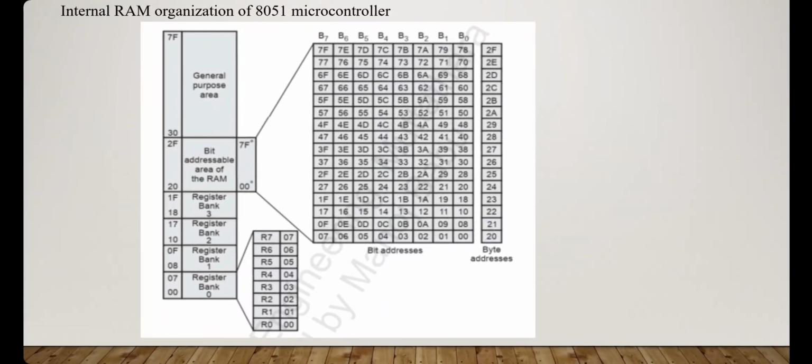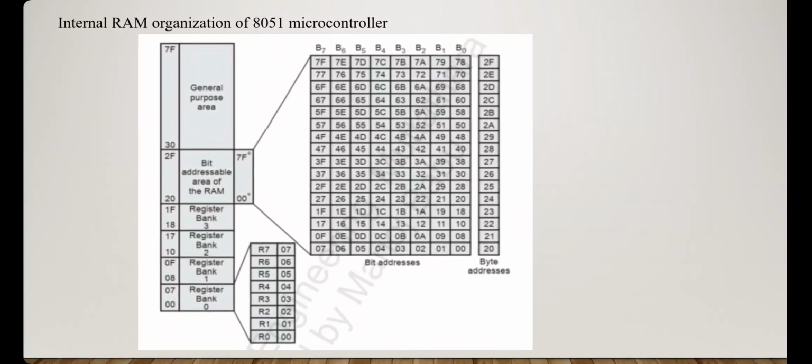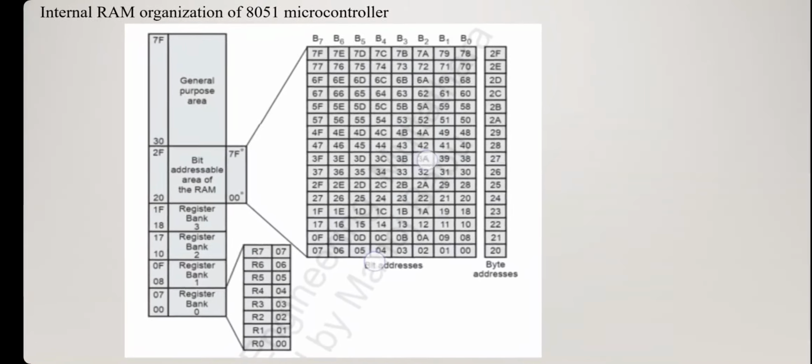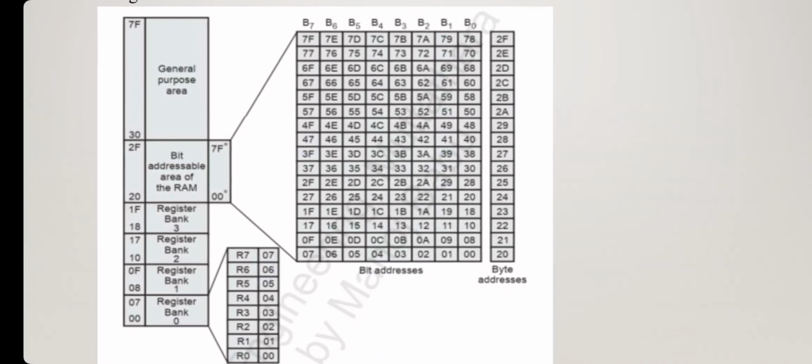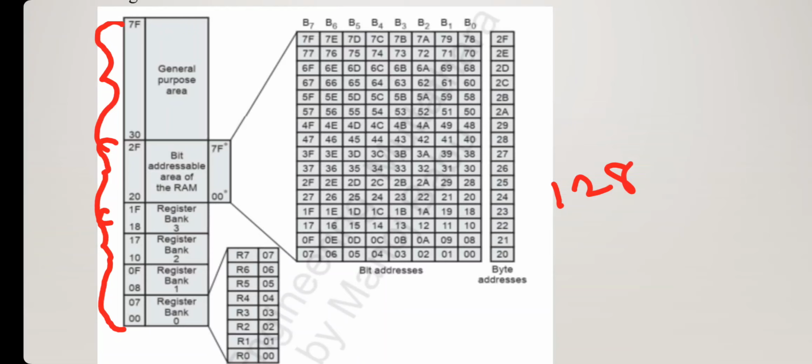First we want to discuss the internal RAM organization of 8051. We know that internal RAM is of 128 byte. This 128 byte can be divided into three categories: the first one is the register bank, the next is the bit addressable area, and the third section is the general purpose area, or scratch pad area.